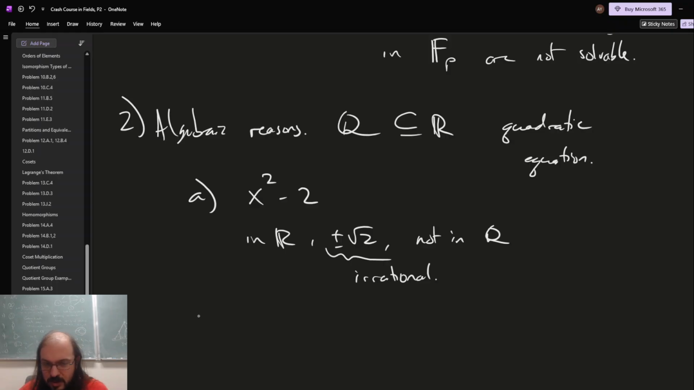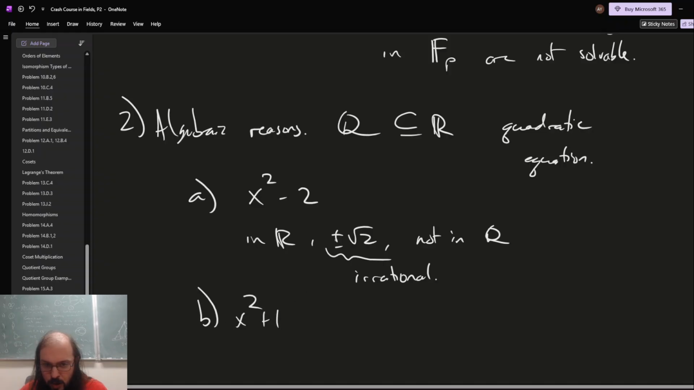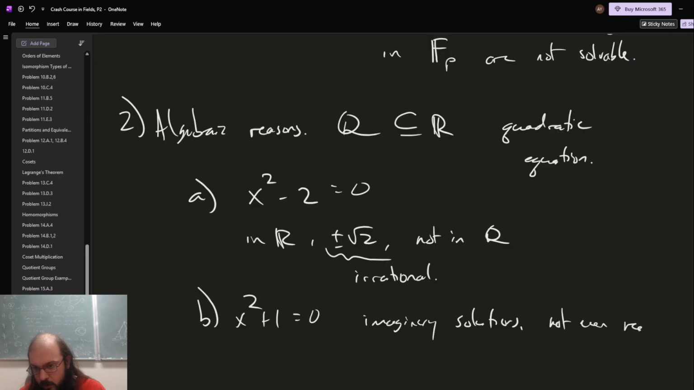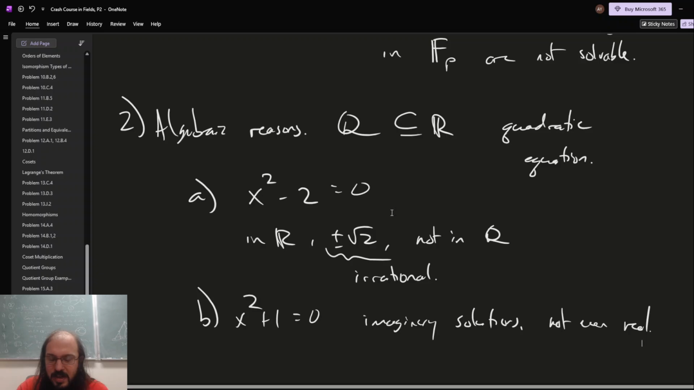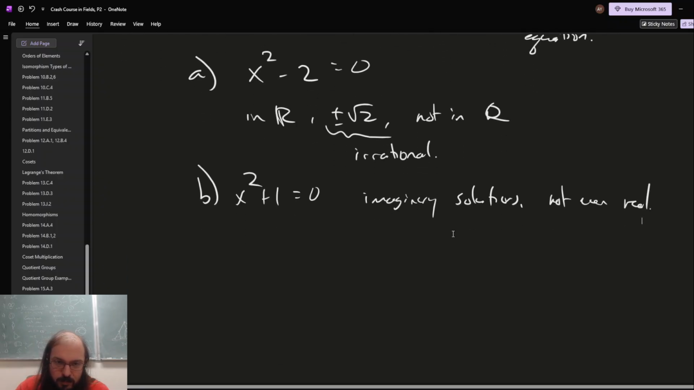The other issue is sometimes there just aren't solutions even in the bigger field, like x squared plus 1. This has imaginary roots. Not even real. And so there can be different kinds of failure depending on the kind of equation that you're dealing with. And all of these seek to be rectified. Just to say something really briefly about the quadratic equation in F_p.